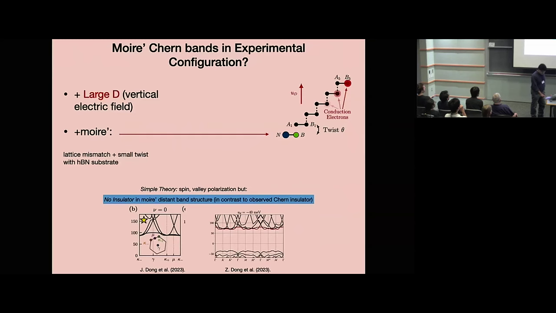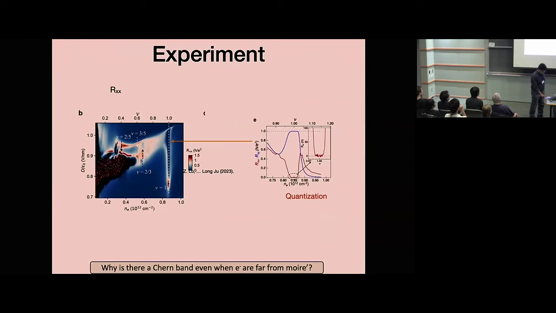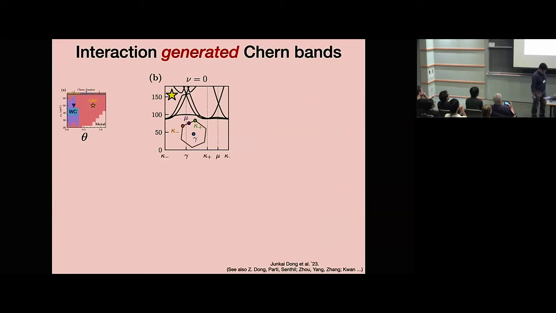Okay, so this is sort of in stark contrast to what is seen in the experiment. So in the experiment, when you go to the filling that matches the Moiré periodicity, that's this nu equal to 1, you see a very clear integer quantum Hall state, very good quantization of Rxy and Rxx that's going close to 0, and it's really this state that we are trying to understand. Okay, so in order to make progress with this, we need to add interactions in order to generate this Chern band in this Moiré distant limit.